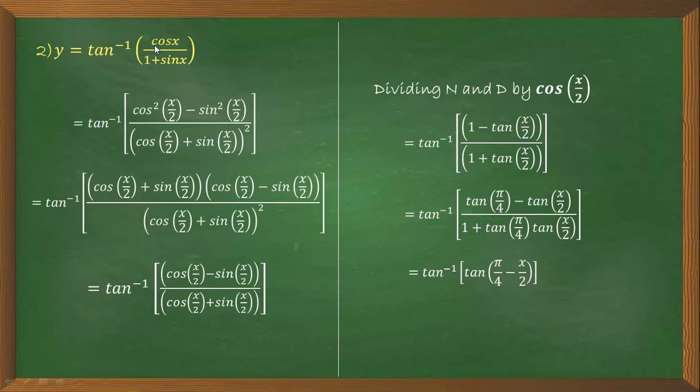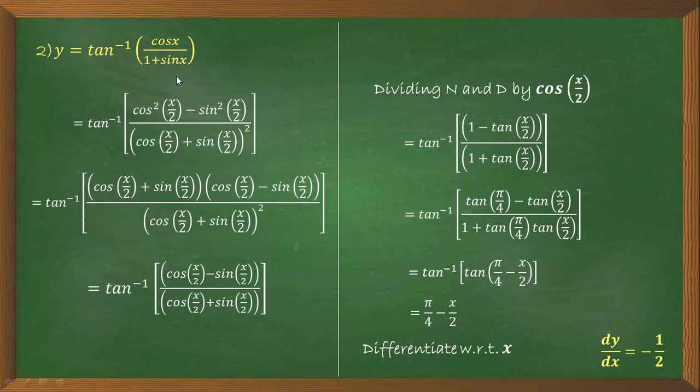So what have we changed? Here it is cos x upon 1 plus sin x. It changes to tan of (pi by 4 minus x by 2), and hence we get the simplification pi by 4 minus x by 2. If you differentiate with respect to x, then we get dy by dx equal to minus 1 by 2. So if you know the half angle formulas for 1 plus sin x, 1 minus sin x, or cos x, then this type of example is very easy to solve.